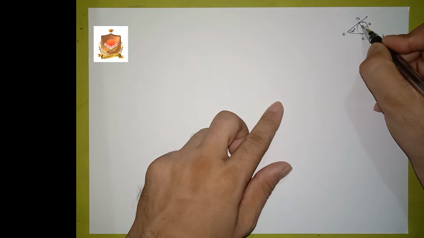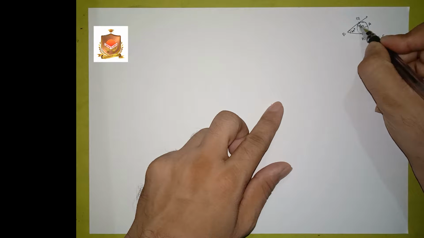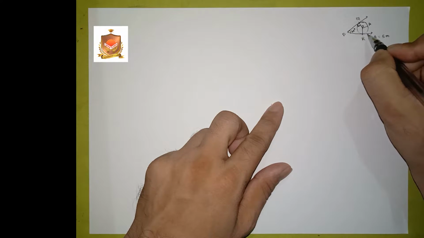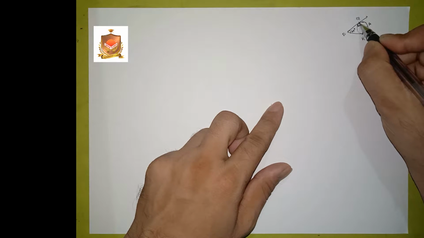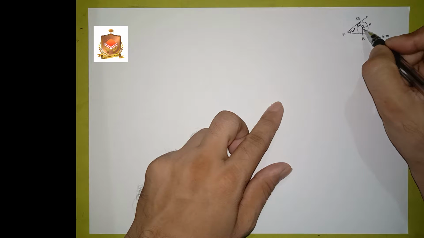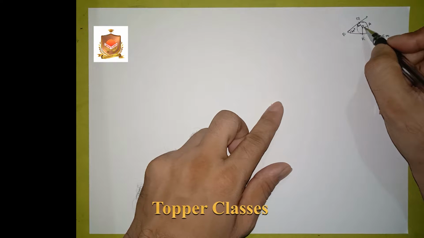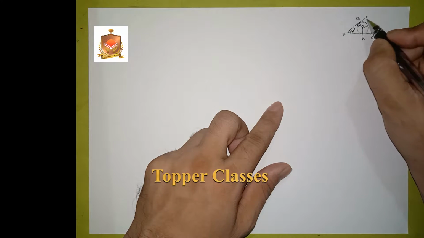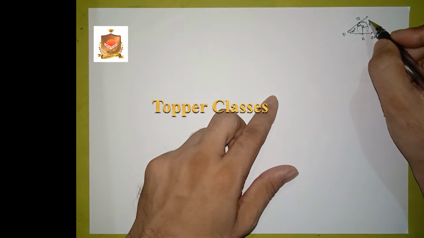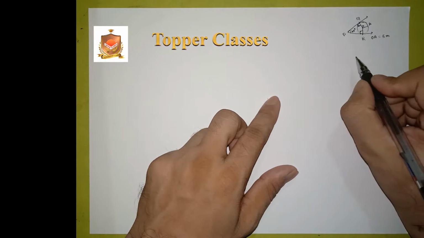Okay. Now if I join OQ and OR, naturally we know the angle OQP is 90 degrees because it is the angle between radius and tangent. We know that the radius drawn through the point of contact is perpendicular to the tangent, or if we draw a perpendicular to the radius, then it becomes a tangent to the circle. Here we are having a 90 degree angle.